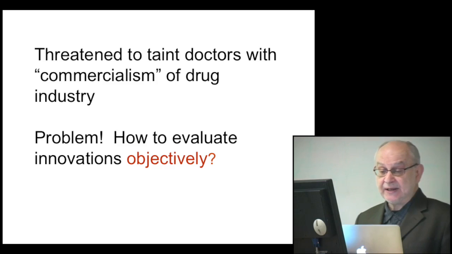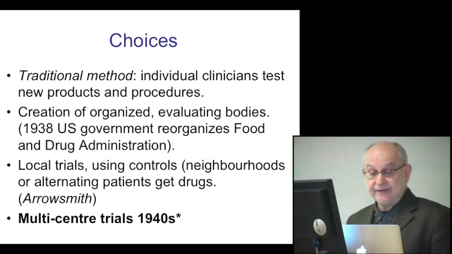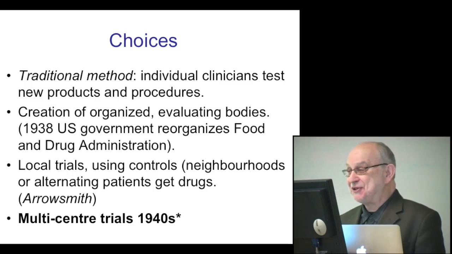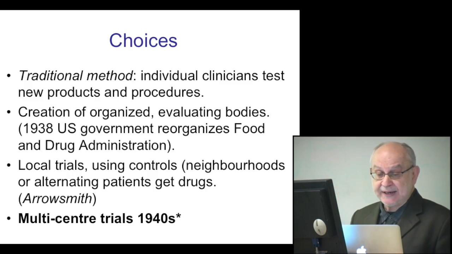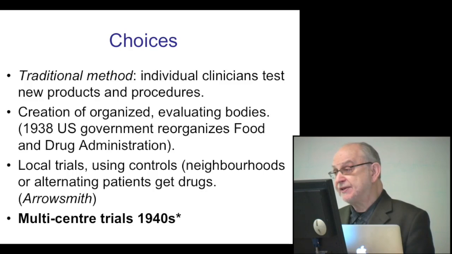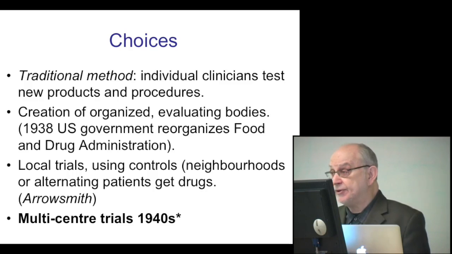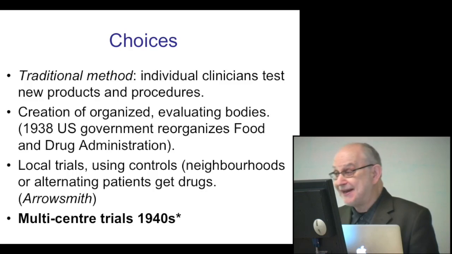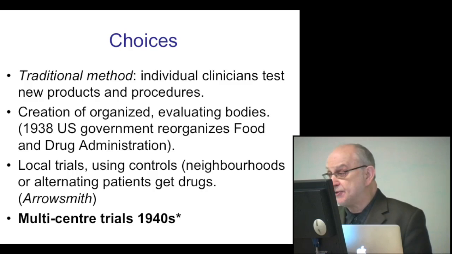And there were basically a number of choices. The first choice was the traditional method. Individual clinicians tested new products and procedures. If they had successes, they might write about it. If they were teachers, they might tell their students about it. And innovations spread in that way. By the early 20th century, this kind of individual clinician testing became somewhat more formalized, so that when insulin, for instance, was being tested, it was sent out to a number of specialist academic clinics, where it was not just tested for efficacy, but for the most effective dosage and the best way to actually bring the therapy to patients.